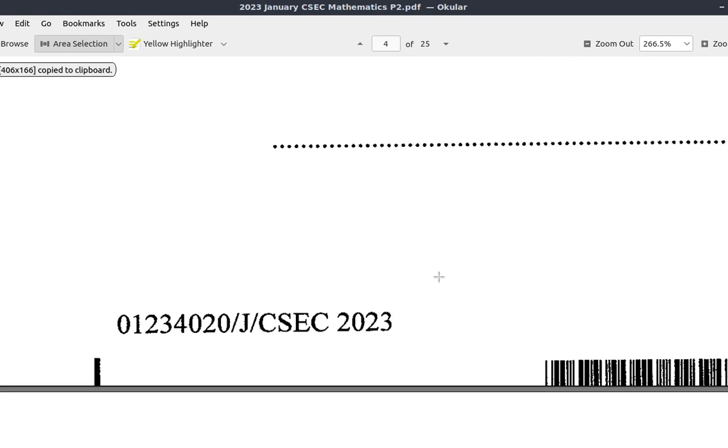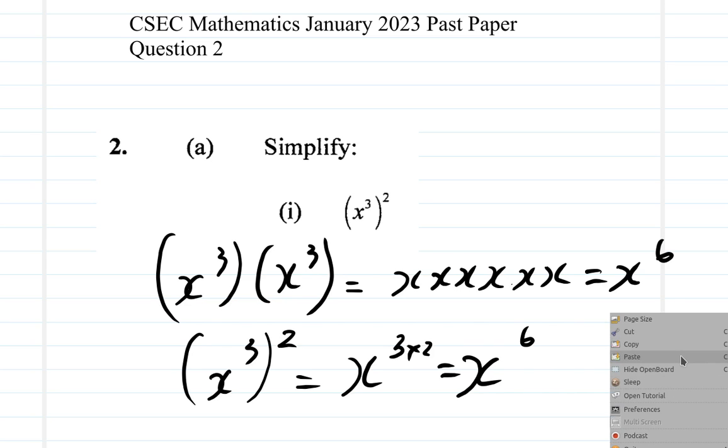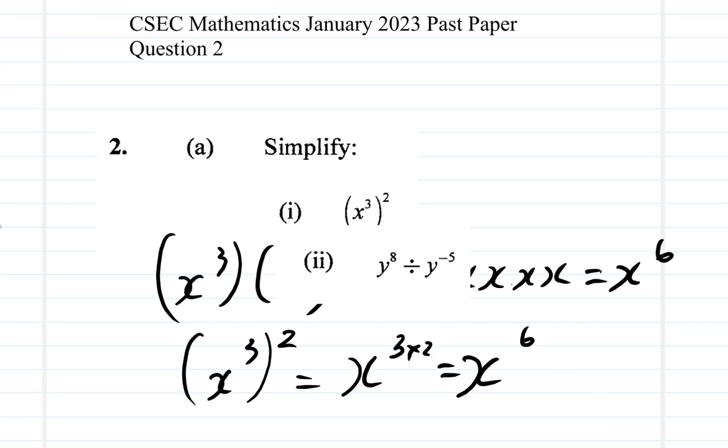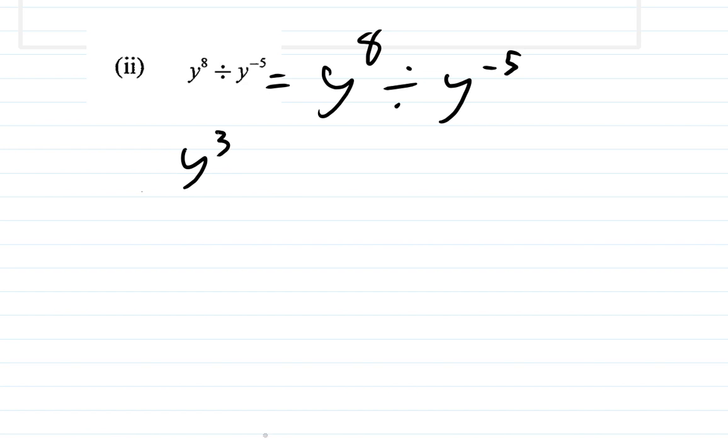They said to simplify this as well. So we paste it and then see what we can do with it. Let me put it down here. y to the 8 divided by y to the negative 5. So what we have is y raised to the power of 8 divided by y raised to the power of negative 5. So we have y to the 8 over y to the negative 5.